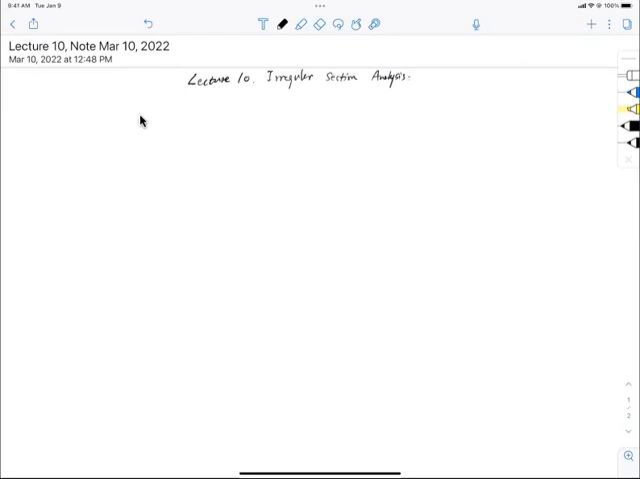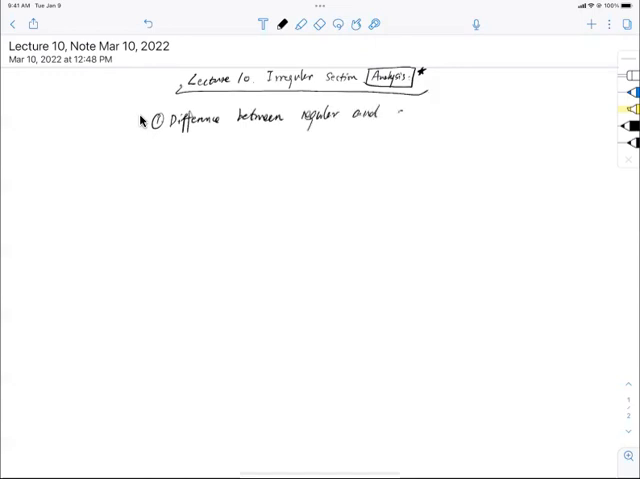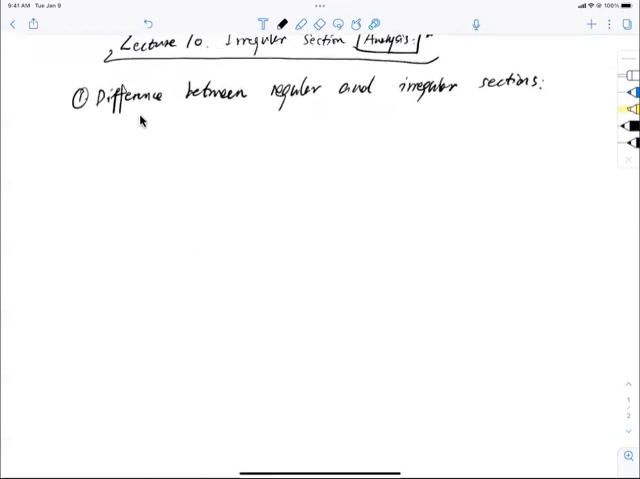Okay, all right, so today we're going to talk about lecture 10, irregular sections. The keyword is analysis. Okay, analysis. And I will explain to you why. Okay, now, first thing, what is the difference between regular section and irregular section? What are the differences? Okay, so when we talk about regular section, let me zoom in a little bit.